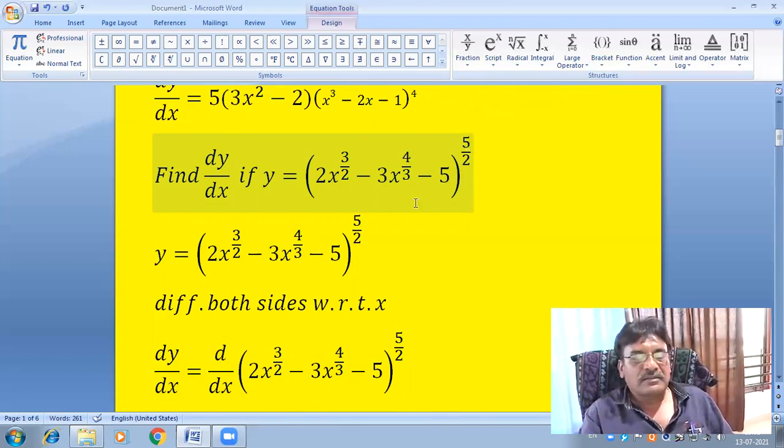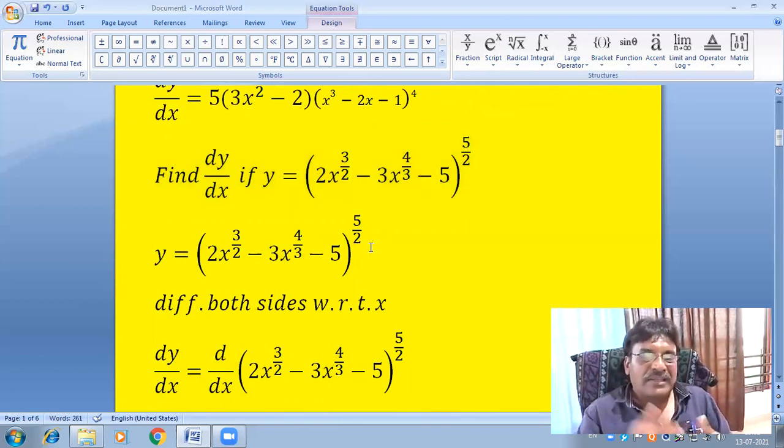We find the derivative of the next simple functions by using the formula d/dx of (f(x))^n = n (f(x))^(n-1) into f'(x). Use this simple derivative formula and find out the derivative of these functions.